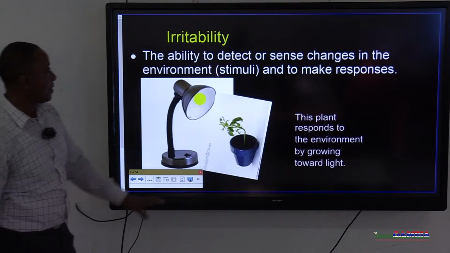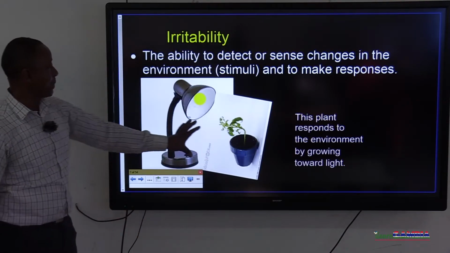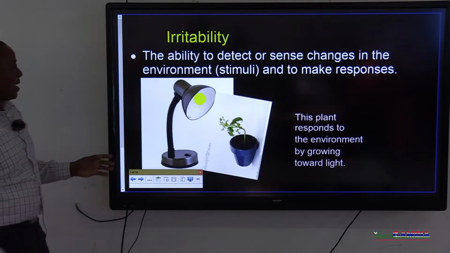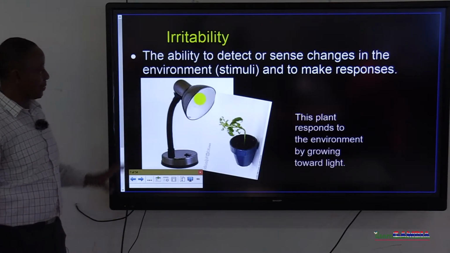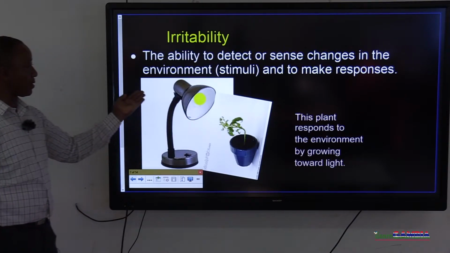Here is a sample. This plant responds to the environment by growing toward light. This plant has been placed in a dark room, and then a source of light has been placed next to it, so we can see the plant is growing towards the light.